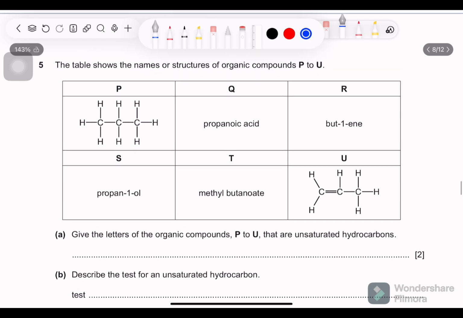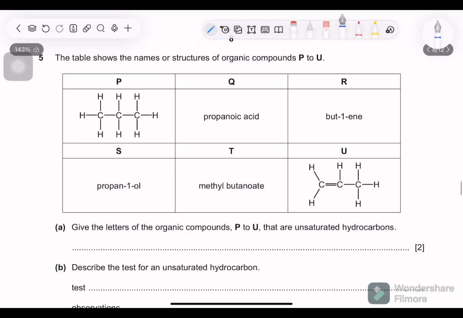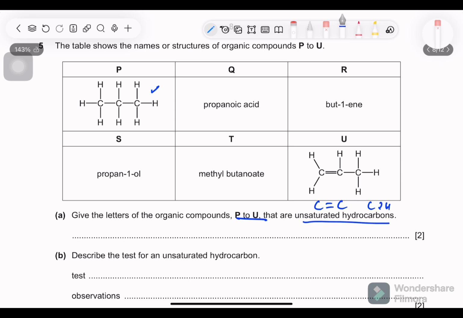Next question. Organic chemistry. The table shows the names or structures of organic compounds P to U. Give the letters of the organic compounds P to U that are unsaturated hydrocarbons. So unsaturated means containing a carbon-carbon double bond, and hydrocarbon means only carbon and hydrogen. So there is no double bond over here. Propanoic acid has a functional group of COOH. Let's just draw the structure. So it's not a hydrocarbon.